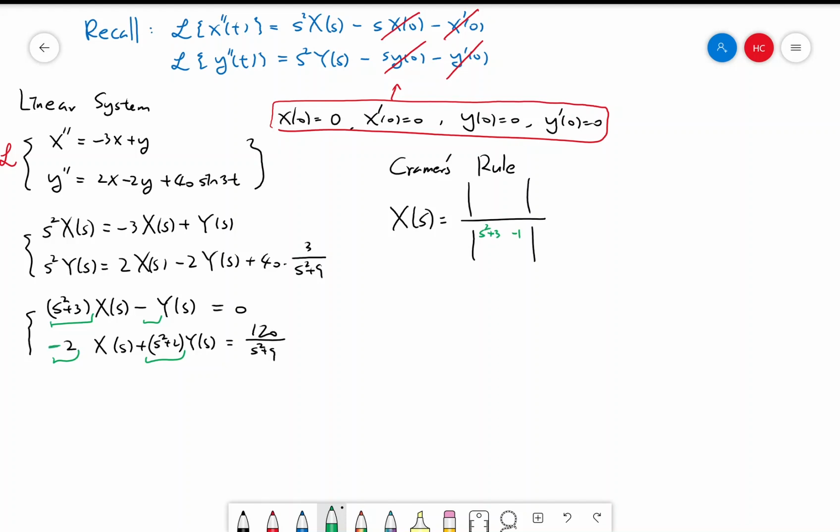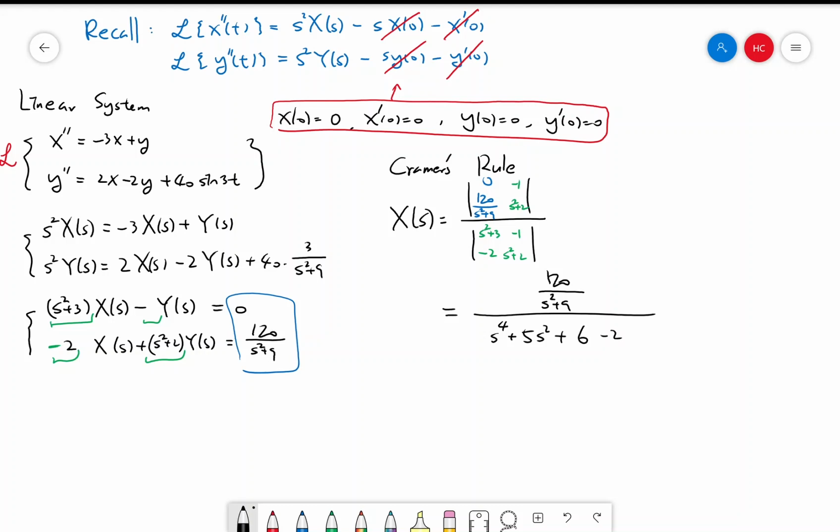Negative 1, this should be negative. Negative 2, s squared plus 2. And the numerator is almost the same, except the first column is replaced by the constant terms. So 0, and then 120 over s squared plus 9. If we calculate this, the numerator is easier because there's a 0. So this is equal to 120 over s squared plus 9. And the denominator is s to the 4th plus 5s squared plus 6 minus 2. This is equal to s to the 4th plus 5s squared plus 4, which factors into (s squared plus 1)(s squared plus 4). So X is equal to 120 over (s squared plus 1)(s squared plus 4)(s squared plus 9).